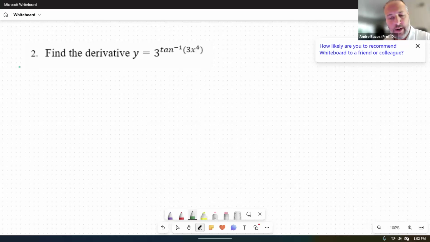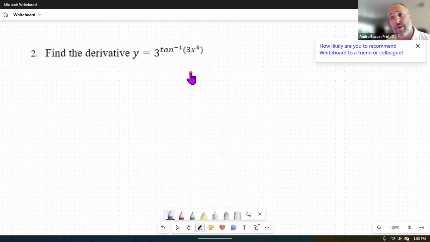Okay, number 2, let's go ahead and find the derivative of y equaling 3 to the power of tangent to the inverse tangent, I should call it, right? It's not to the power of -1. So of 3x to the 4th. So all of that is in the power. So hopefully that's apparent with what we have there.